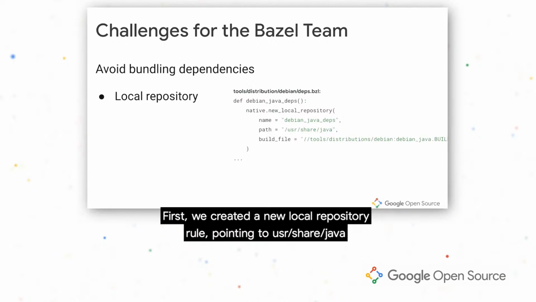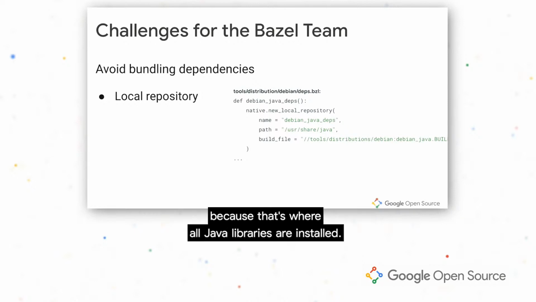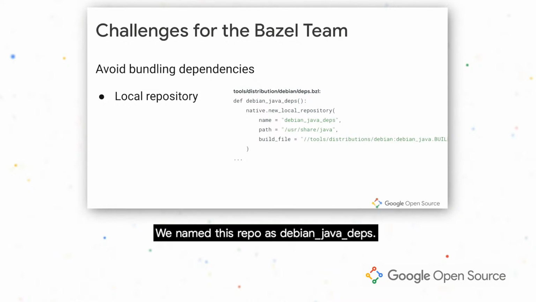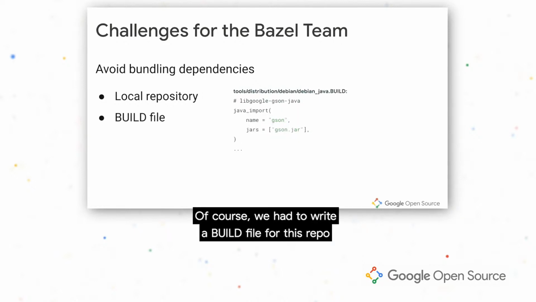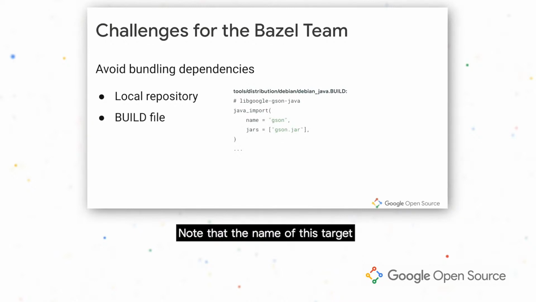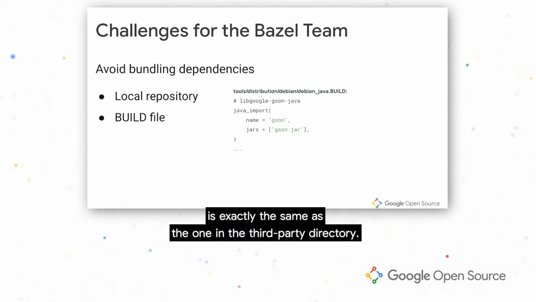First, we created a new local repository rule pointing to user shared Java, because that's where all Java libraries are installed. We named this repo as Debian Java Deps. Of course, we had to write a build file for this repo so that Bazel knows what targets are available. Here we write a Java import rule for the JSON. Note that the name of this target is exactly the same as the one in the third-party directory.